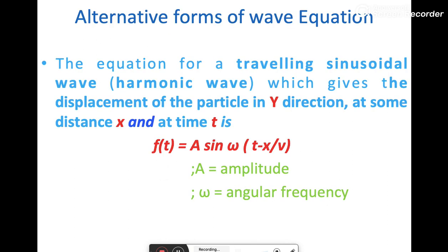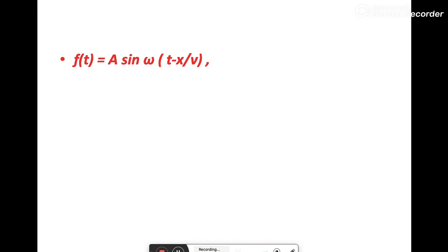Now, alternative forms of wave motion. The equation of a traveling sinusoidal wave, which is a harmonic wave, which gives the displacement of a particle in y direction at some distance x and at time t, is f of t is equal to A sine omega t minus x upon v, where A is the amplitude and omega is nothing but the angular frequency of that wave.